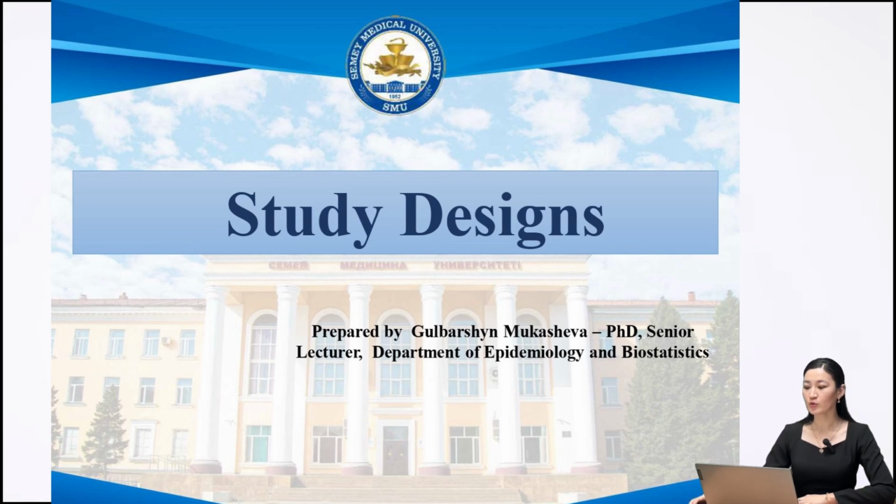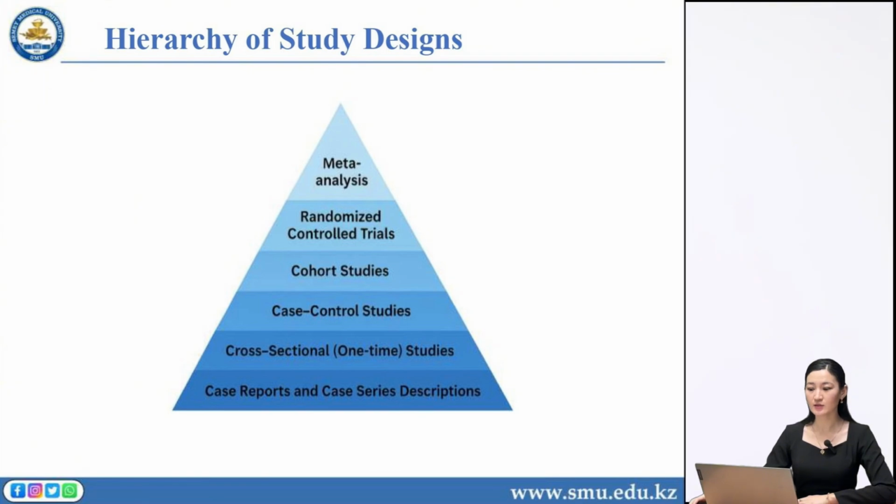In this lecture, we will learn what study designs are, their main types, and how they are used in medical research. This slide shows the hierarchy of study designs. At the bottom of the pyramid, we have case reports and case series, which provide the weakest level of evidence. In the middle are observational studies, including cross-sectional, case control, and cohort studies. At the top, we have experimental studies, especially randomized controlled trials, which provide the strongest and most reliable evidence.